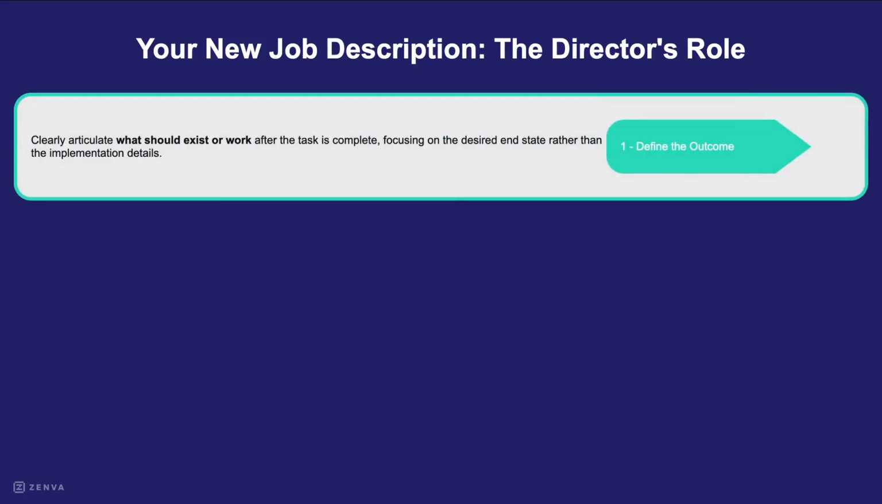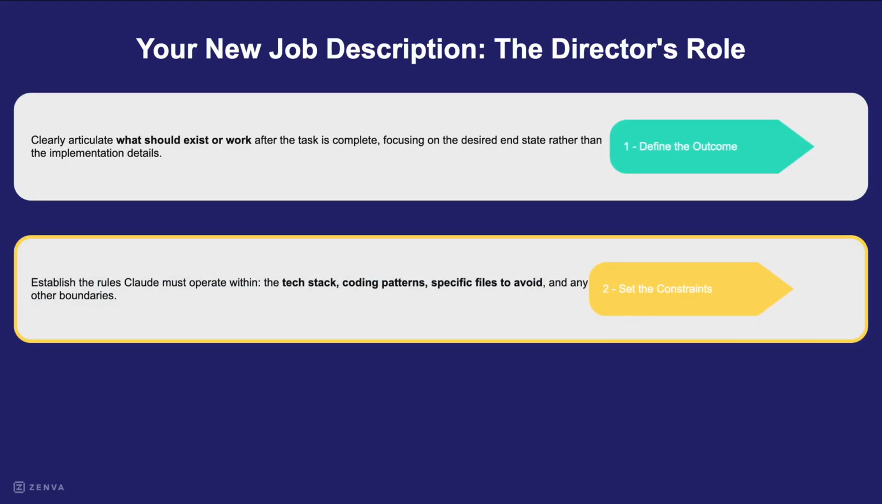Your main job as a director is to define the outcome. Say exactly what should exist or work after Claude is done, focusing on the final result, not how to get there. Next, you need to set the constraints. Set the rules for Claude, like the tech stack, coding styles, or files to avoid. This makes sure Claude fits into your project structure and standards.